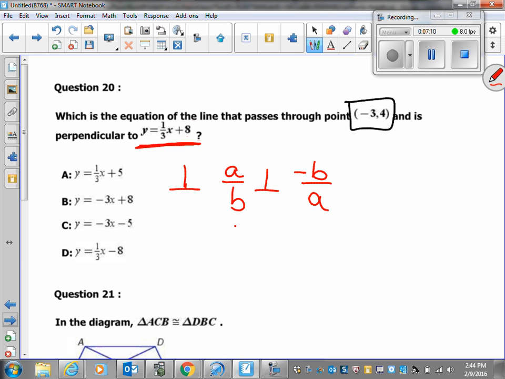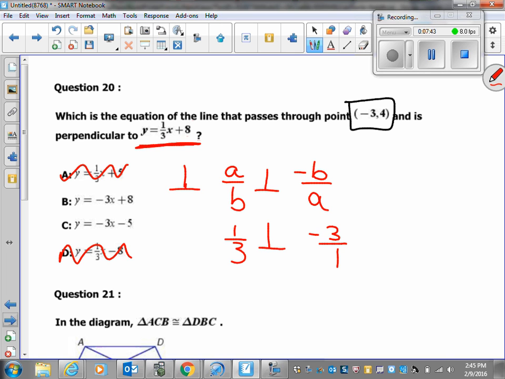So if one is A over B, the perpendicular would be negative B over A. In this case, I have 1/3 rise of my slope. So the line that's going to be perpendicular to it would be the reciprocal, 3 over 1, which is -3 over 1. One has to be positive, the other one has to be negative. So I know it has to be -3 as the slope. I know it's not going to be A, and I know it's not going to be D. So -3 over 1 is what it needs to be, so it's going to be either B or C.